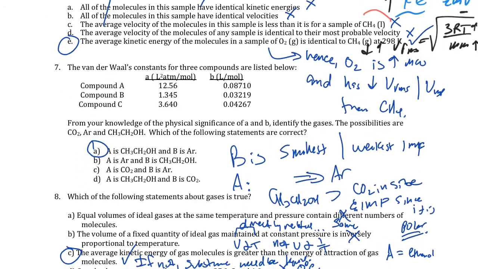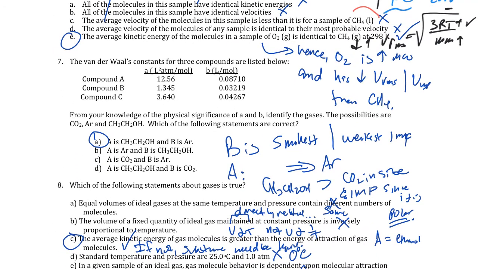Moving on to number 7, we have a few Van der Waals A and B constants that are listed, and we're trying to identify which one is argon, which one is CO2, which one is ethanol. Argon is the smallest of these three in terms of being just a single atom. All three are about the same size: argon's about 40 AMU, ethanol is about 46 AMU, CO2 is about 44.